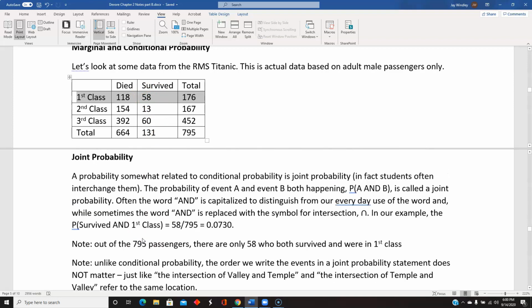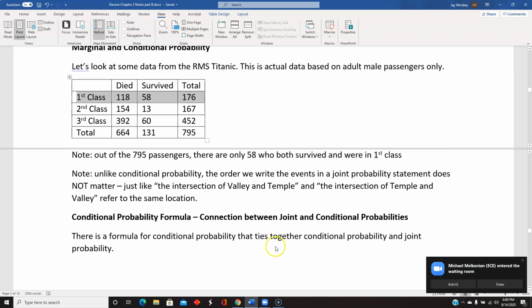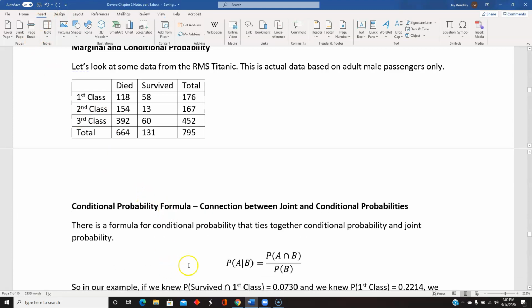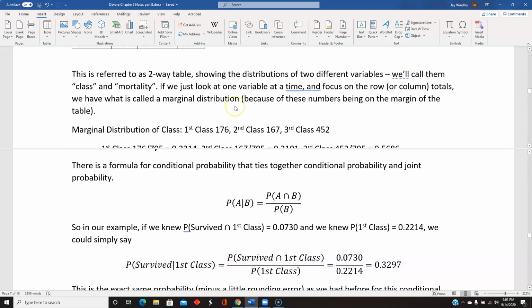So what's interesting is this discussion of joint probability and conditional probability leads us to a pretty useful formula, and that's the formula for conditional probability, which is the probability of A given B is the probability of A and B divided by the probability of B. So let's say we did not have this table to look at, and we wanted to figure out the probability that someone survived given that they were in first class, but we don't have the table to look at.